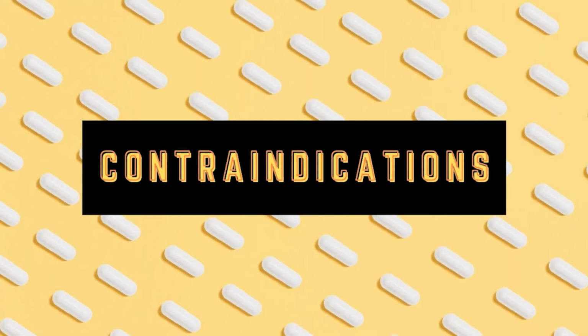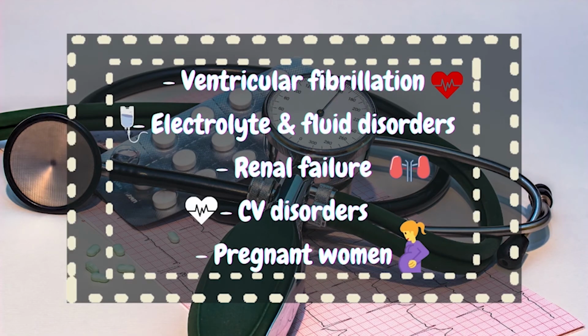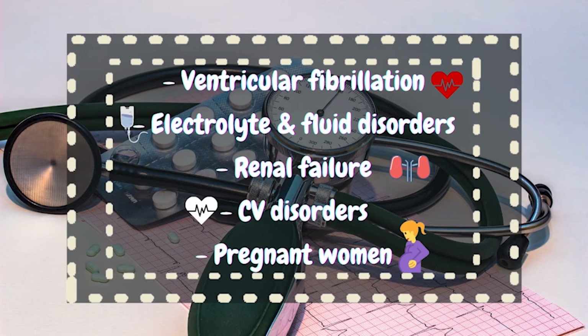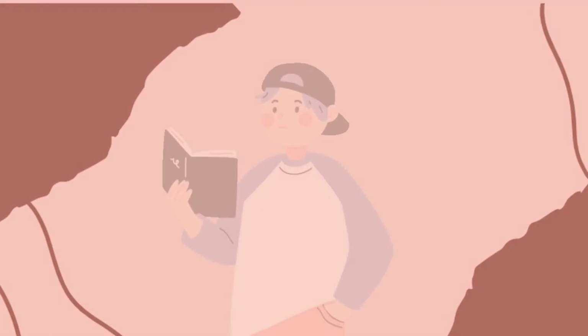Digoxin should not be administered to patients that have ventricular fibrillation, electrolyte and fluid disorders, renal failure, cardiovascular disorders, and pregnant women. Digoxin should also be used with caution with other drugs that slow AV conduction, such as beta blockers, verapamil, and diltiazem. That's all for today on digoxin.